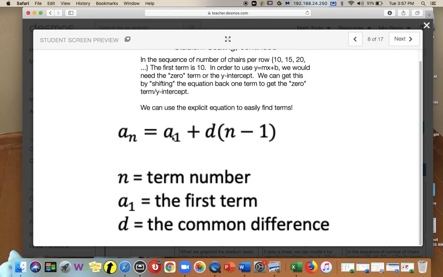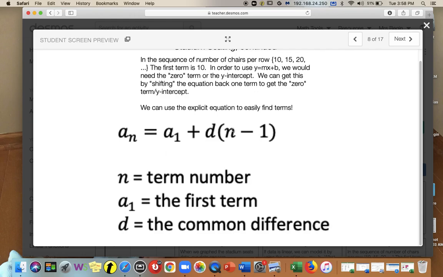We have our starting value a sub 1 plus what is going up every time, but this n minus 1 is going to shift it back, so we are actually starting at the y-intercept with the zero term. So this is the explicit equation to find how many seats would be in any row number. In the explicit formula, you don't have to know the previous term to find the next term. Here you just need to know which row you're looking for, and then you can plug it right in as n, and that would give us how many seats are in that row.